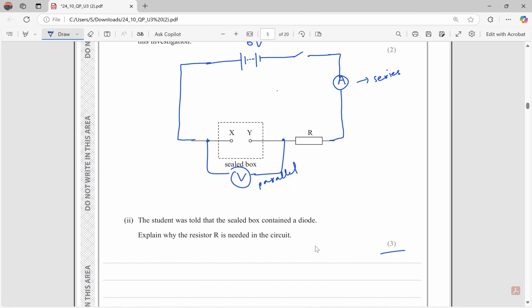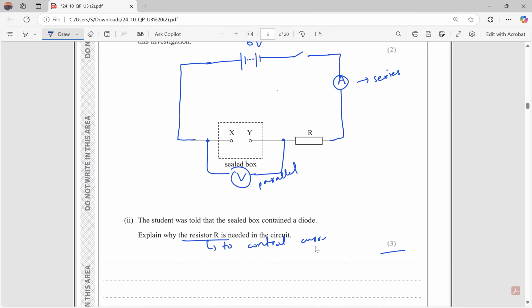So the sealed box now has a diode in it. So why is there a resistor? Now, the first thing, guys, is why we use resistors in a circuit. The most important reason for which we use resistors in a circuit is to control the current. Resistors are not useless things. They are there to control the current because they oppose current.